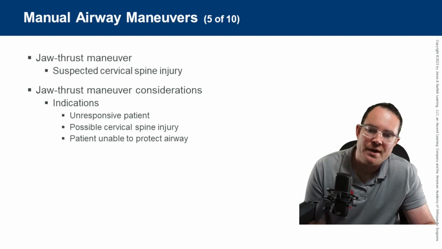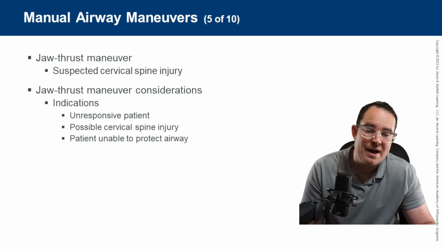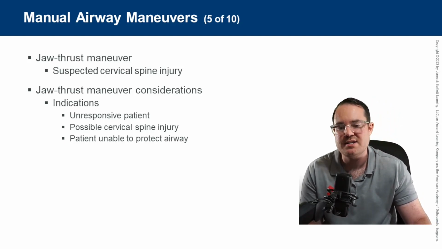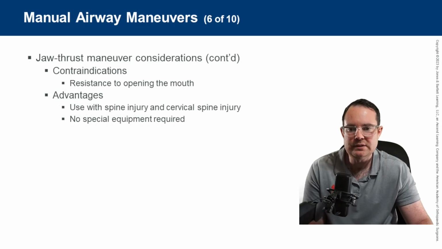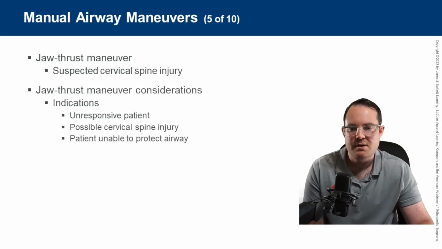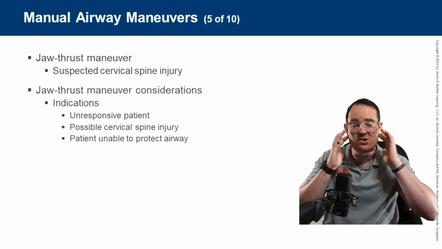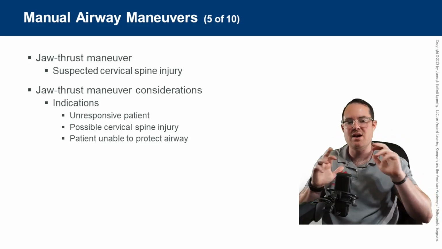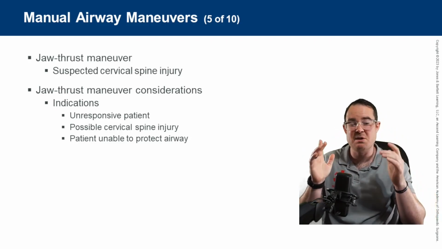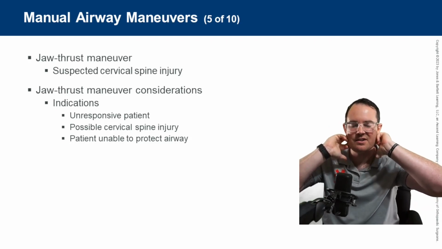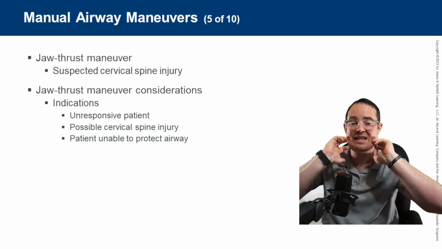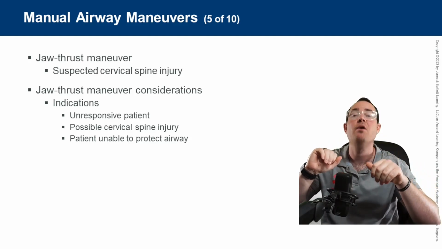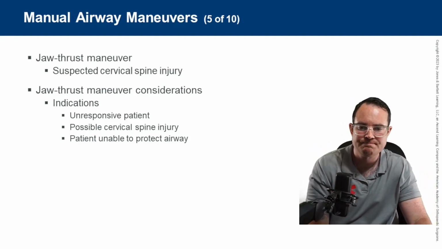All right, talking jaw thrust here. Suspected cervical spine injury. Again, you find somebody who's unresponsive. You're not sure what caused it. This is a little bit more painful, performing a jaw thrust maneuver, but you hold the head still, right? And we're using our middle fingers typically, and we're placing the middle fingers under the jaw line and displacing the jaw forward without hyperextending the patient's head back.